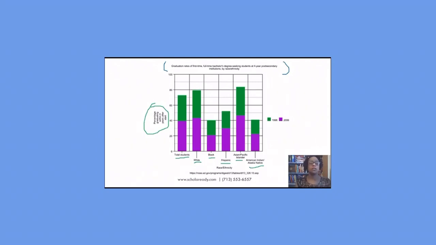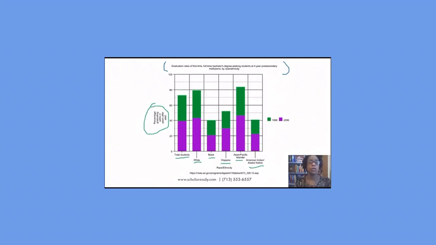What does each color of the bar represent? Okay, green represents the percentage graduating within 4 years in 1990 of the students who began in 1996. Purple represents the percentage of students who began in 2006. Now that you understand the title, the x-axis, the y-axis, and the labels, it's helpful to understand the relationships.